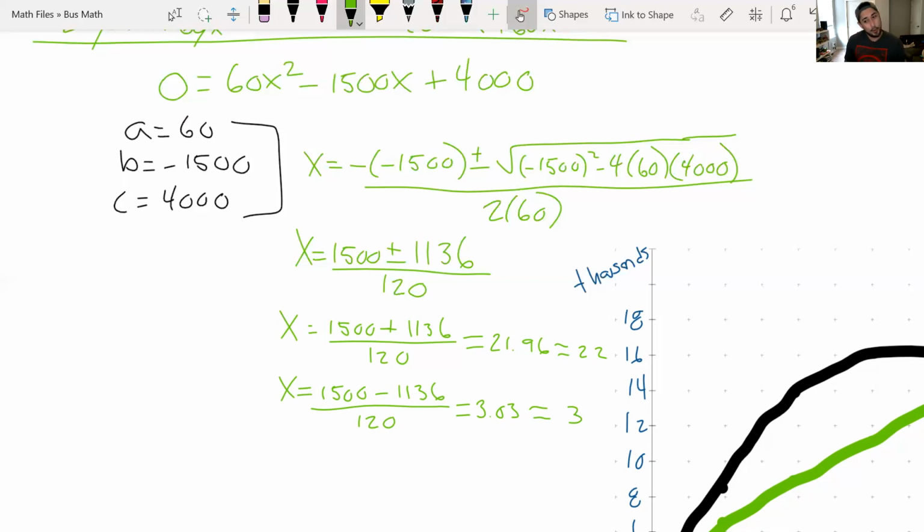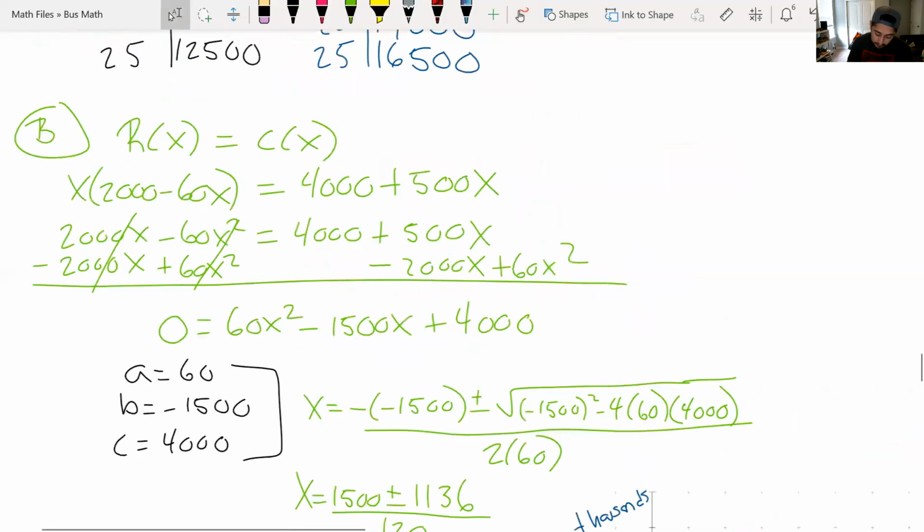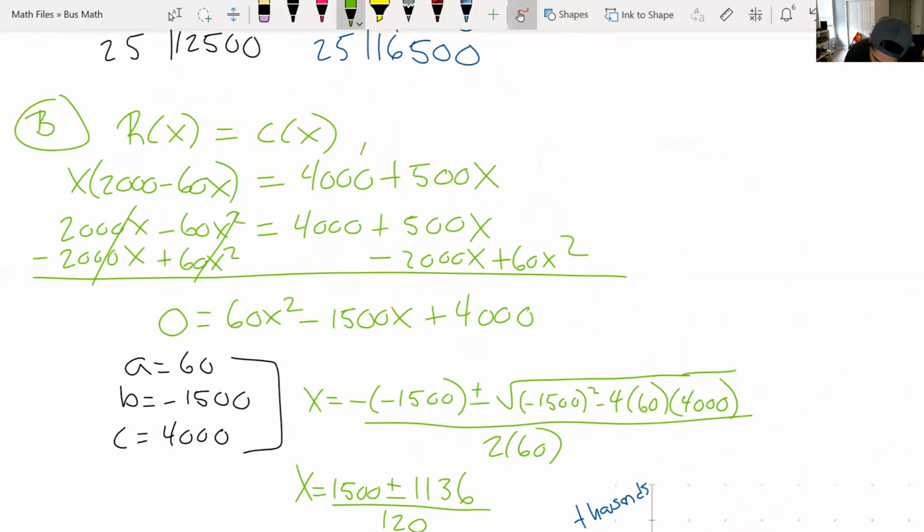Okay. Whew. Step B is not done yet, because guess what? The only thing we have found are the x values. We're looking for a break-even point. And when I say point, I mean an x and a y value. So that's what we're looking for. So maybe I can put that up here. A break-even point looks like x and y. And all we have found is just the x value.